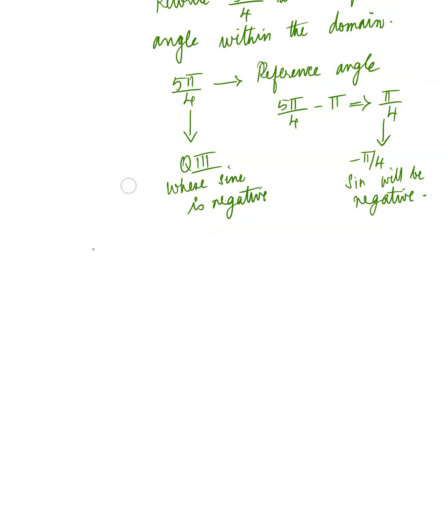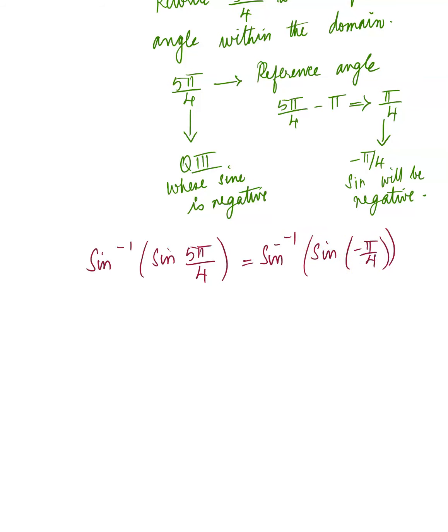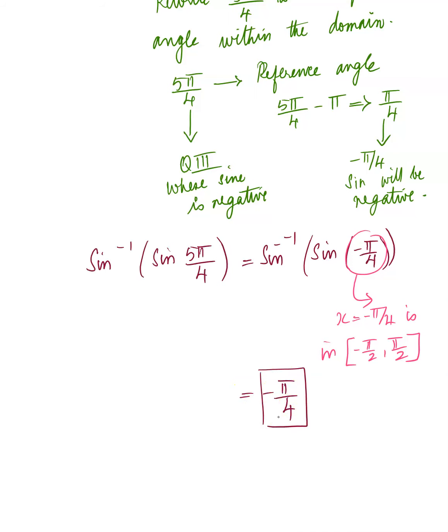Sine inverse of sine 5 pi over 4 is now rewritten as sine inverse of sine negative pi over 4. And now we can see that x equals negative pi over 4 is in the interval negative pi over 2 to pi over 2. And that means your answer. So there is more work when you have an angle that is not in the domain. You just don't discard it. You have to go back and find an equivalent angle in the domain.